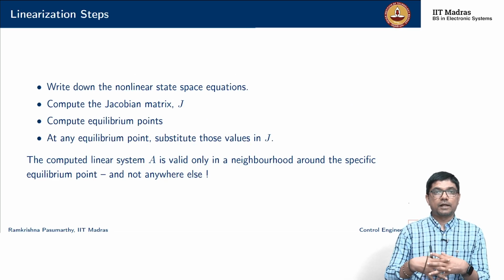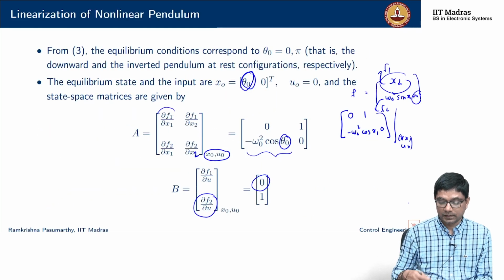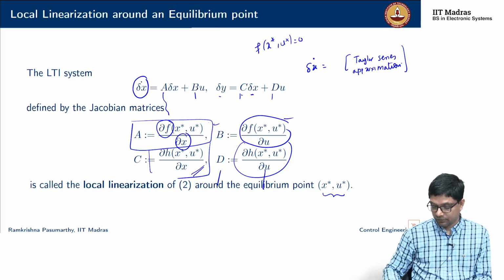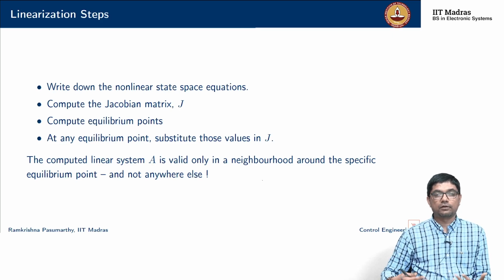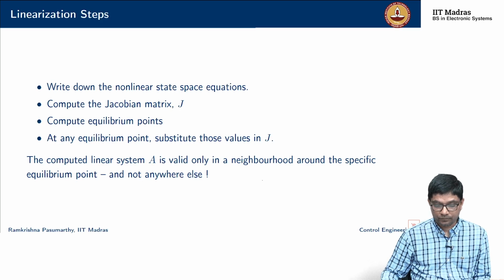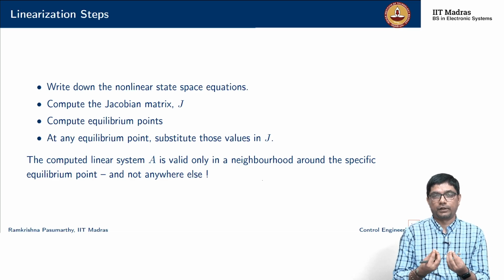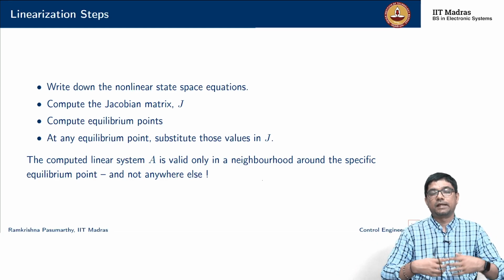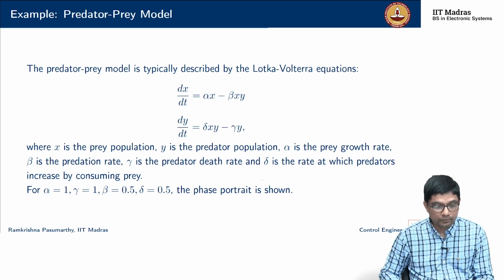Okay, so the linearization step: write down the nonlinear state space equations, compute the Jacobian matrix. So these are the 4 things that you need to compute: the A for the linearized version, the B, the C and the D for the linearized version. Compute the equilibrium points and then check the eigenvalues of A at each of those equilibrium points. Again, these are local behaviors. I am just looking at some small neighborhood around that equilibrium point. It is not a global thing, that I did some linearization, the system is stable, therefore it is stable for the entire state space. It is not true, as we saw in the examples of the simple pendulum.